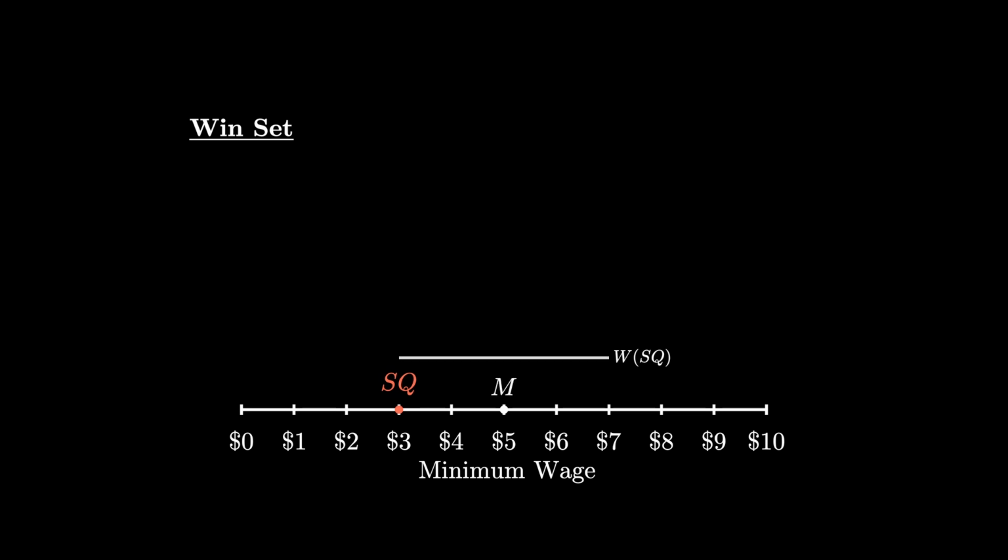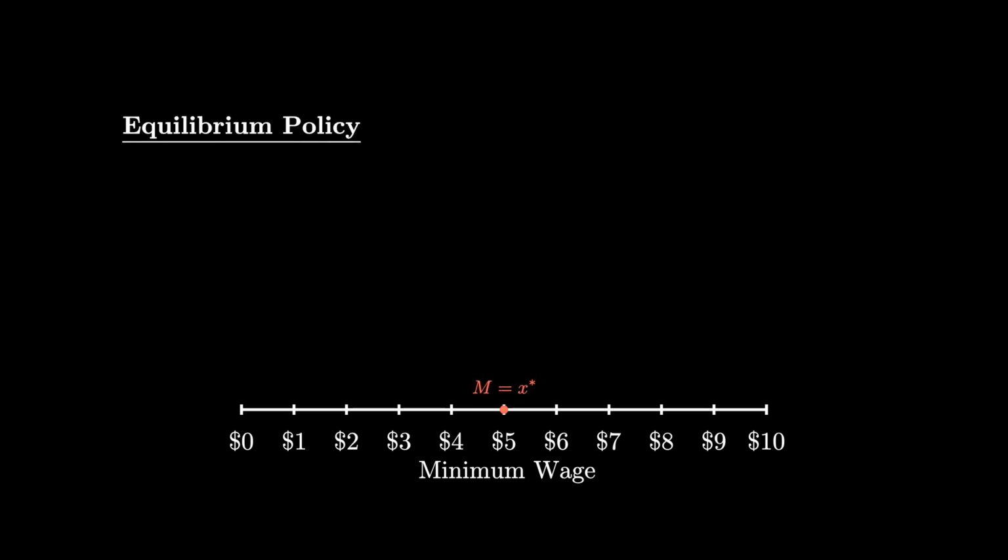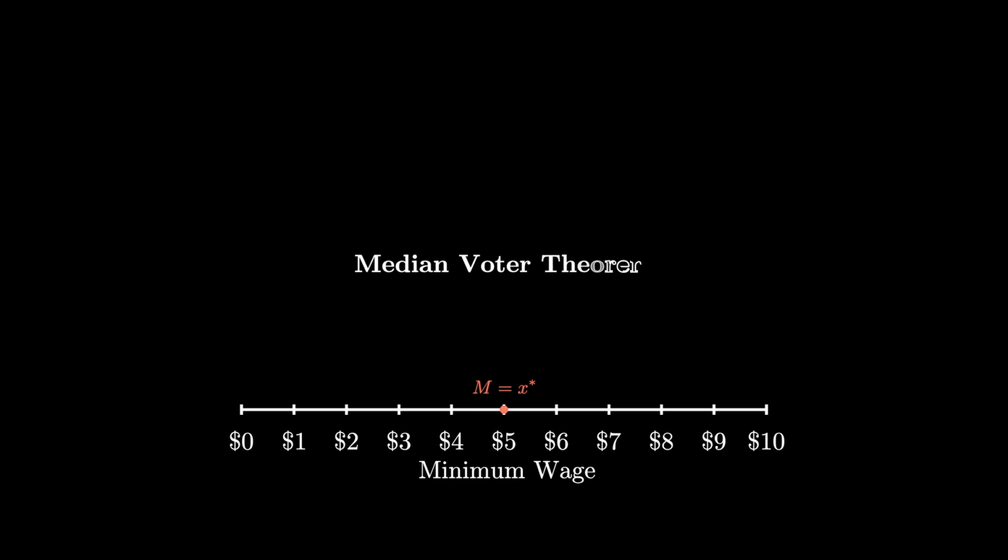This video continues the series introducing the spatial model of politics. The previous video explained spatial politics in one dimension, culminating in the median voter theorem. This video extends that analysis by considering politics in two dimensions. Politics is rarely truly one-dimensional.